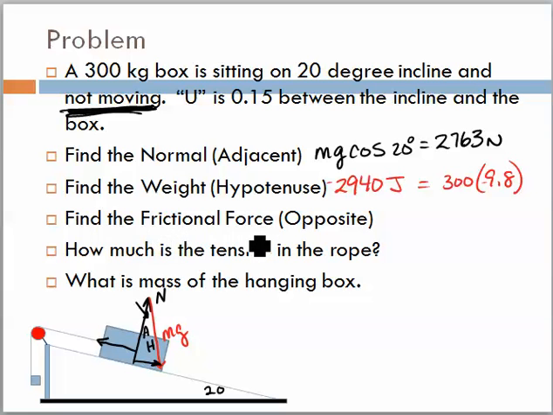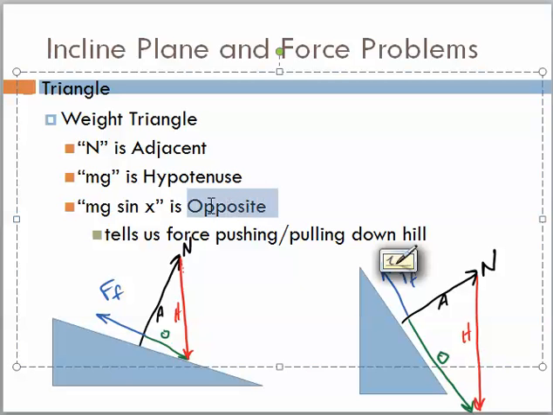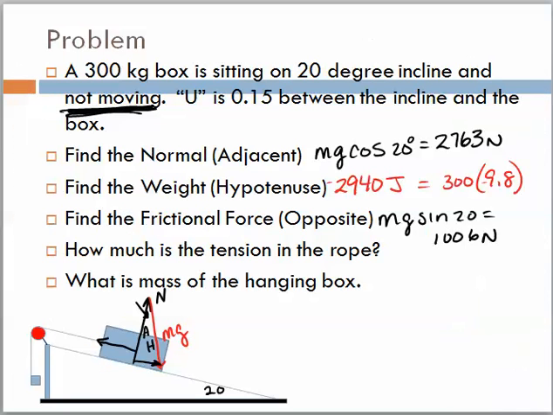Find the frictional force. Well, the frictional force in this case is going to be equal and opposite to mg sine of 20 degrees. It's mg sine of 20 because if you remember back to our previous slide, the opposite side, the one that's being pulled down, is mg sine of x, or mg sine of theta. So that's what I did here. I took 2,940 times the sine of 20, and I got 1,006 newtons, and I rounded there a little bit. So that tells us how to find this frictional force.